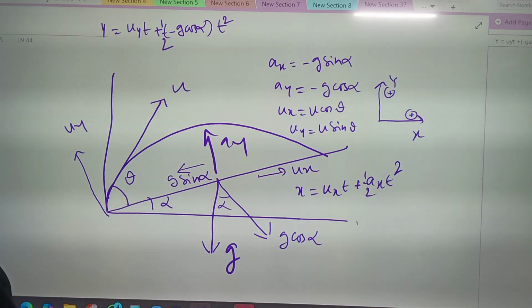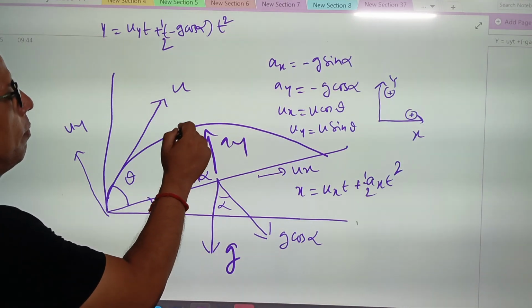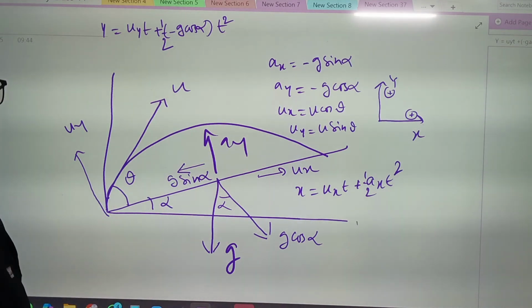So in the vertical motion, we see that at the top position, at this position, the velocity will be 0. So you will get the total time of flight.